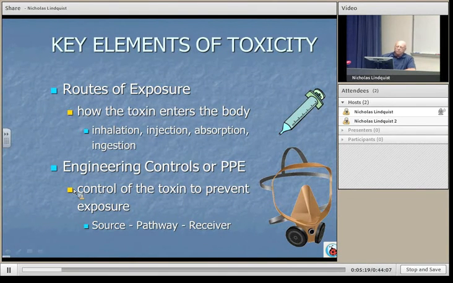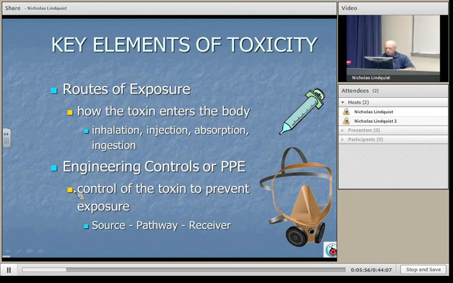Other key elements when we're dealing with toxicity are the routes of exposure. How does that toxic substance get into the body? There are 4 primary routes of exposure from a toxicological standpoint. One, and probably the easiest or most common, is through inhalation. Why is that? It's because we inhale every minute of the day. And if we've got airborne substances or toxic agents present in the air, they can easily enter the body through inhalation.